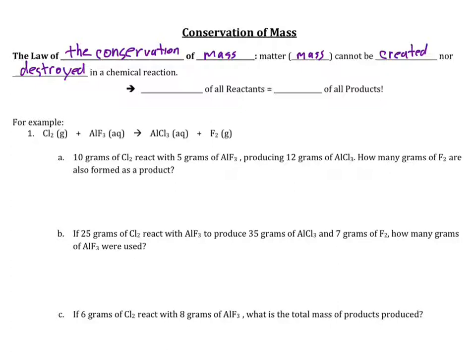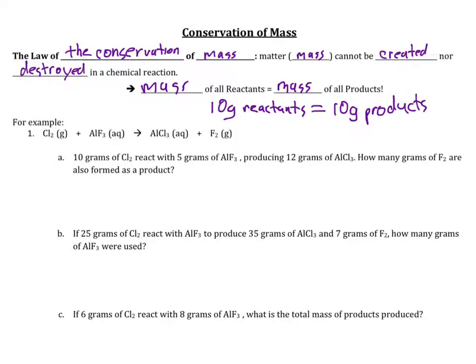And really what that means is that the mass that we start with is going to be equal to the mass that we end with. In other words, the mass of all of the reactants after they react will equal the mass of all the products. Here's an example. Let's say we start with 10 grams of reactants. That will mean that we will end with 10 grams of products. You cannot create nor destroy matter. So if we start with 10 grams, we end with 10 grams.